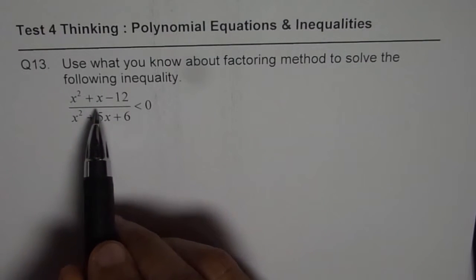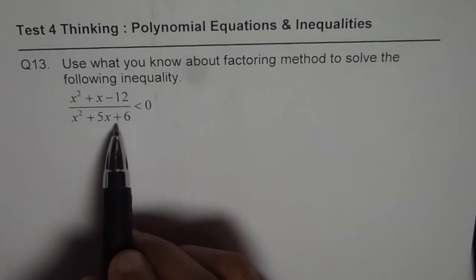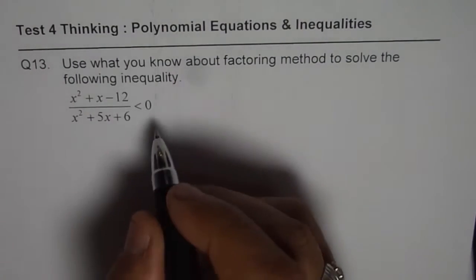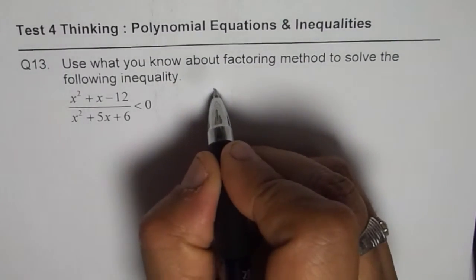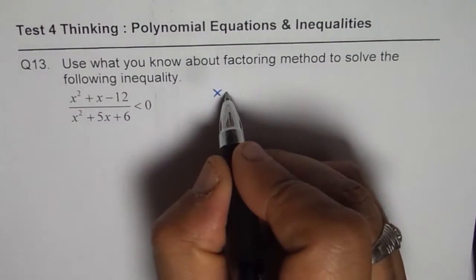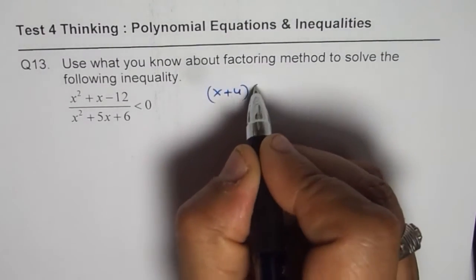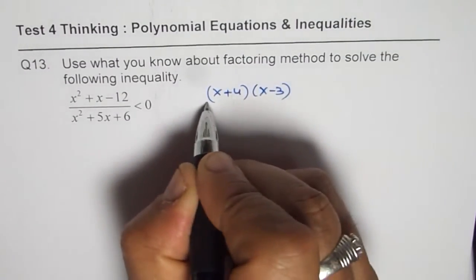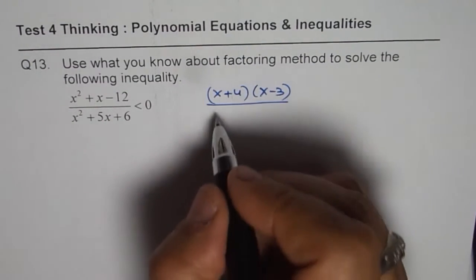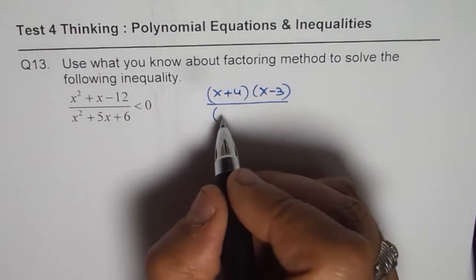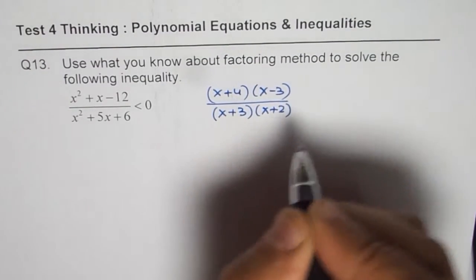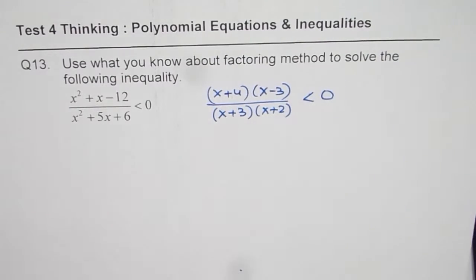So we have x squared plus x minus 12 divided by x squared plus 5x plus 6. And what we know is we can easily factor both numerator and denominator. Let's do it. Product is minus 12, sum is plus 1, so x plus 4 times x minus 3 is the numerator. And the denominator, product of 6, sum of plus 5, so 3 and 2, right? So x plus 3 times x plus 2 should be less than 0.